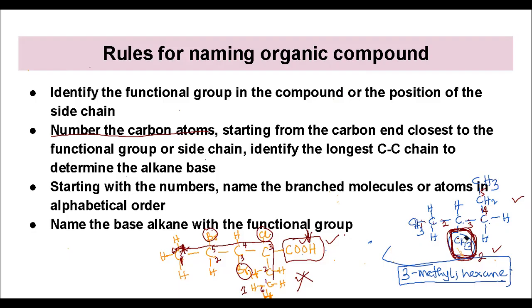Then I number the carbon atoms. So I have 1, 2, 3, 4, 5, 6. So the side chain is on the third carbon. So I name it 3-methyl. It's on the third carbon, position is 3, and the side chain I have there is methyl. Then the longest carbon to carbon chain is 6, so the base name is hexane. So that's how I name that.